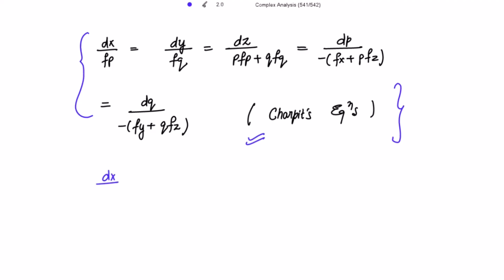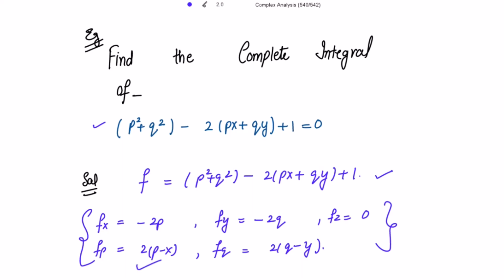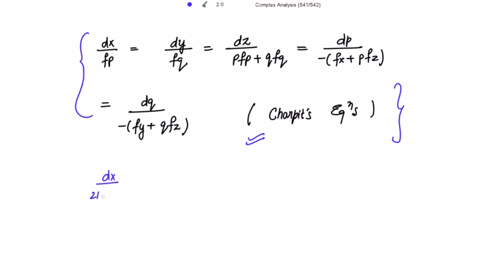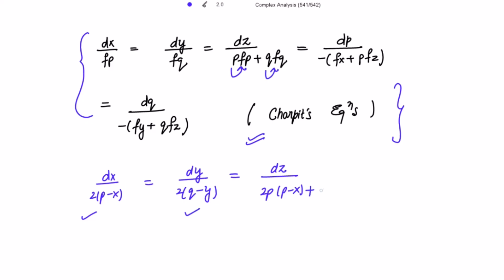So dx divided by Fp, which is twice of (p minus x), equal to dy divided by Fq, which is twice of (q minus y). Dz divided by p multiplied with Fp, so it is twice of p into (p minus x), plus q multiplied with Fq, that is twice of q into (q minus y). These are your Fp and Fq, right? Very fine. Okay.